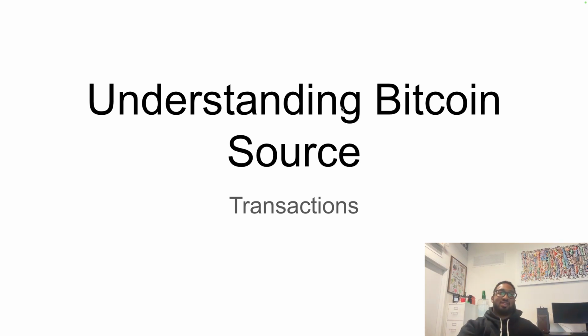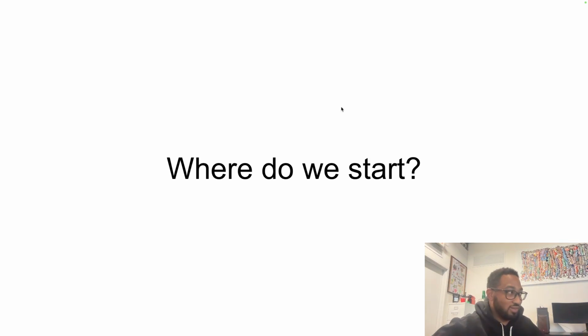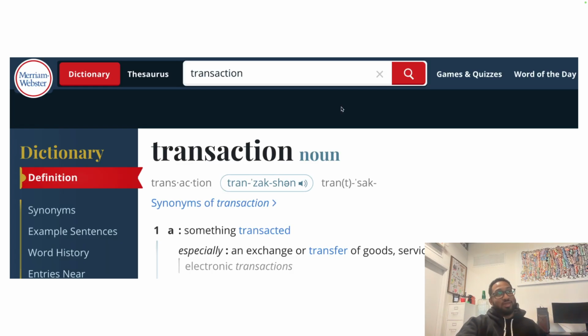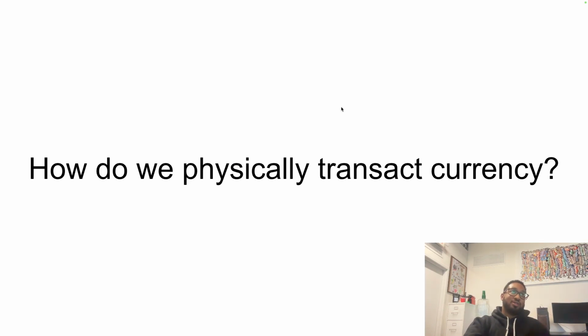Transactions. Next slide. Where do we start? So what's a Bitcoin transaction? Well, I like to get definitions straight first. So I decided to define what a transaction is in the English language. And what better way to do that than a dictionary definition from Merriam-Webster? A transaction is something transacted, especially an exchange or transfer of goods, services, or funds.